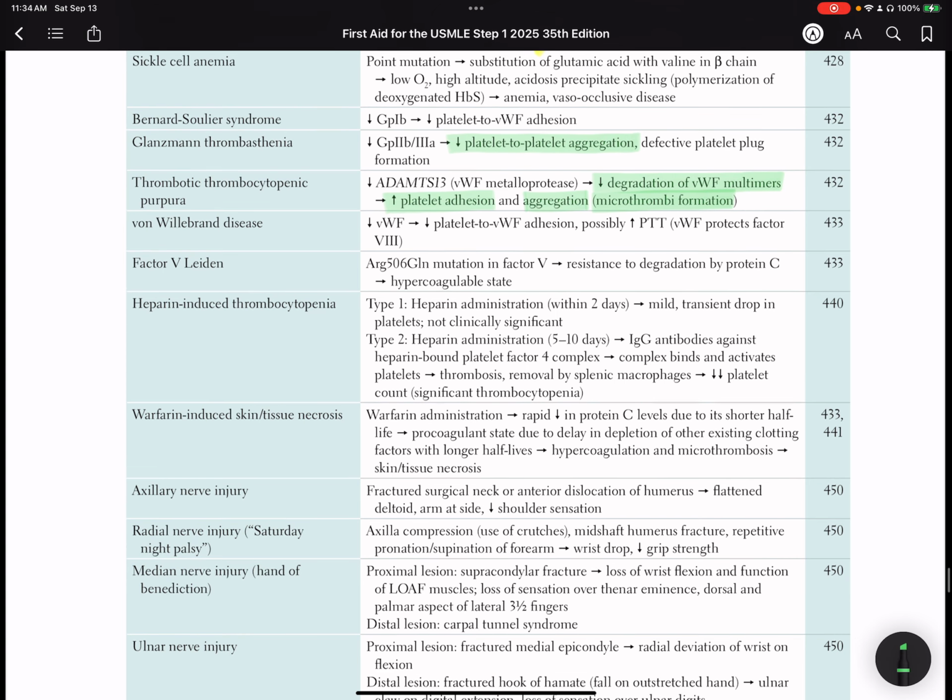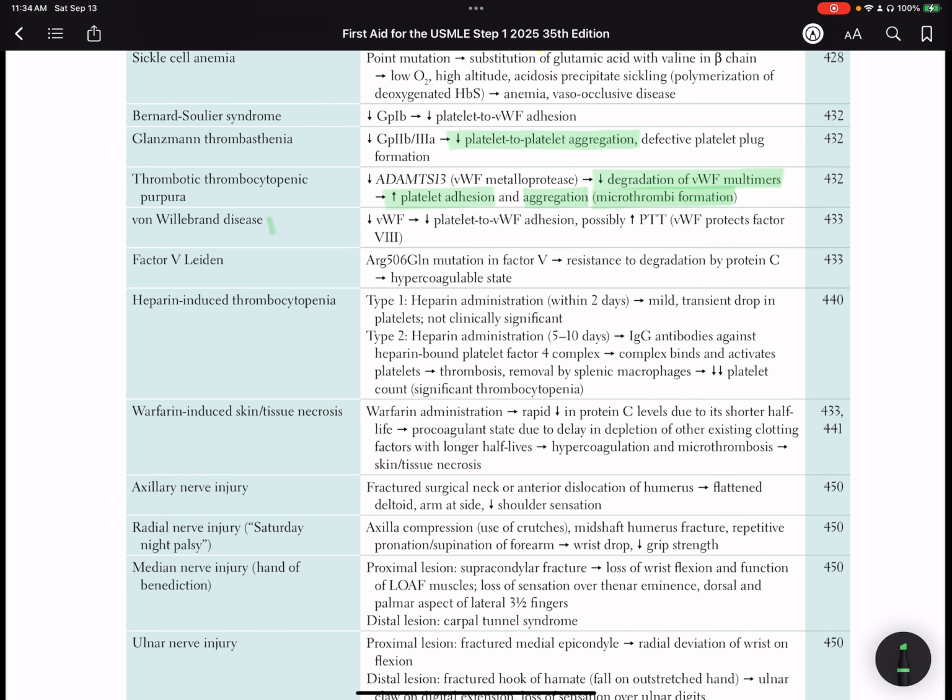Next, which is very high yield, von Willebrand disease. This is caused by decreased von Willebrand factor. Decreased von Willebrand factor will cause decreased platelet to von Willebrand factor adhesion, and possibly increased PTT. Increased PTT is because von Willebrand factor protects factor 8. When there is no protection of factor 8 by von Willebrand factor, you see increased PTT.